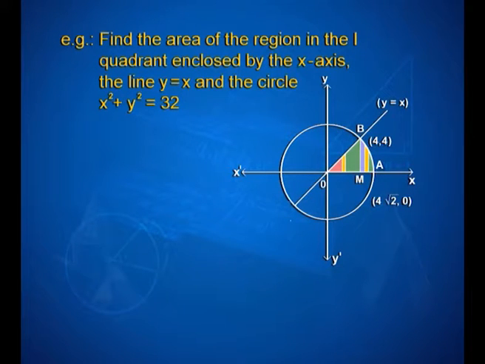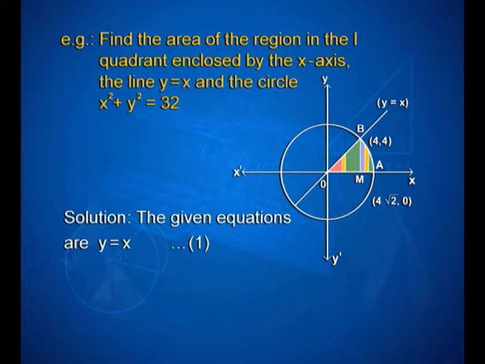Now, let us look into one more example. Find the area of the region in the first quadrant enclosed by the x axis, the line y is equal to x and the circle x square plus y square is equal to 32. For the solution, the given equations are y is equal to x, the first equation here, and x square plus y square is equal to 32, the second equation. We have in the figure a circle with x axis and y axis and a line y is equal to x. We also have vertex A as 4 root 2 comma 0 and B as 4 comma 4.